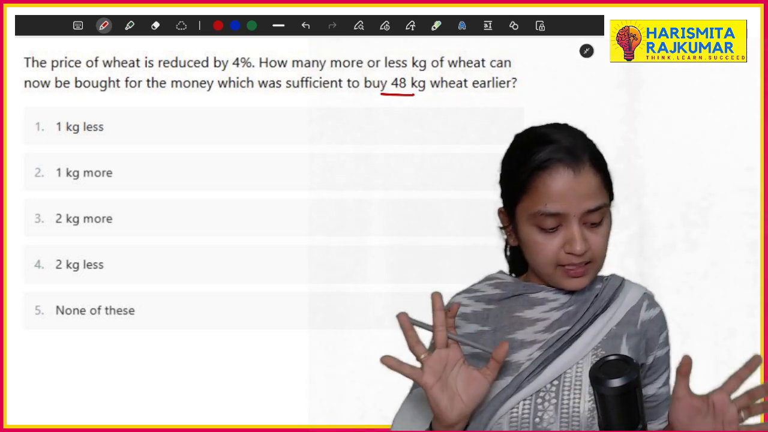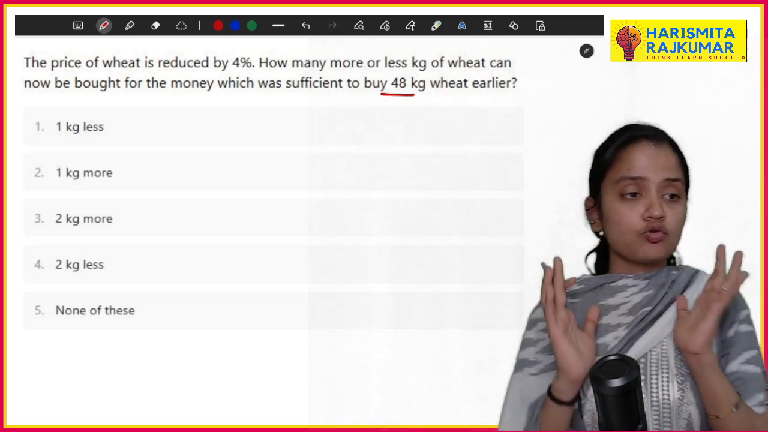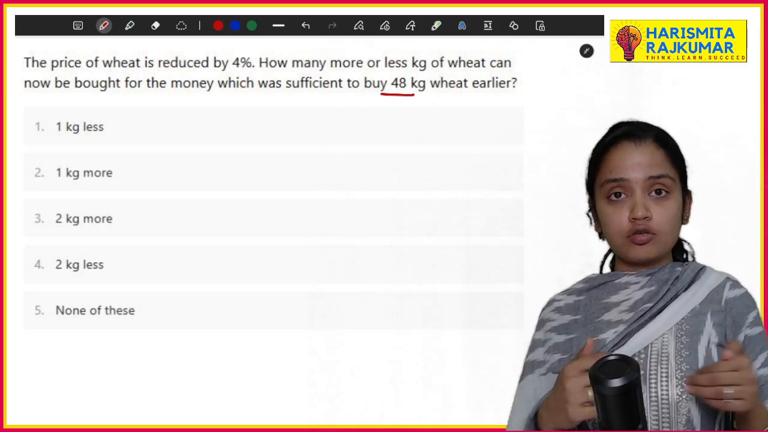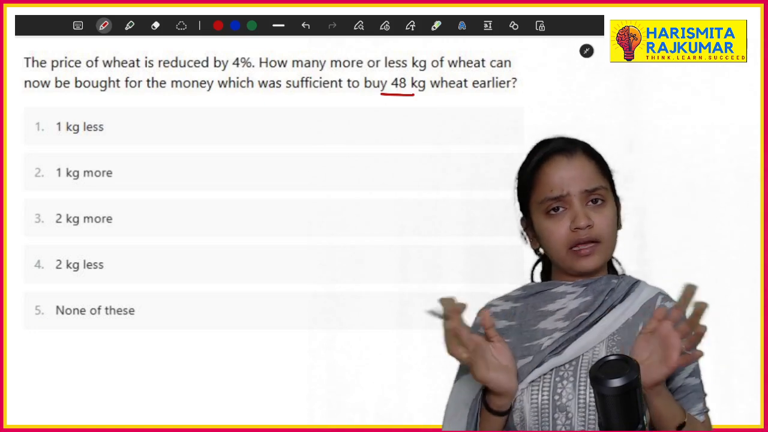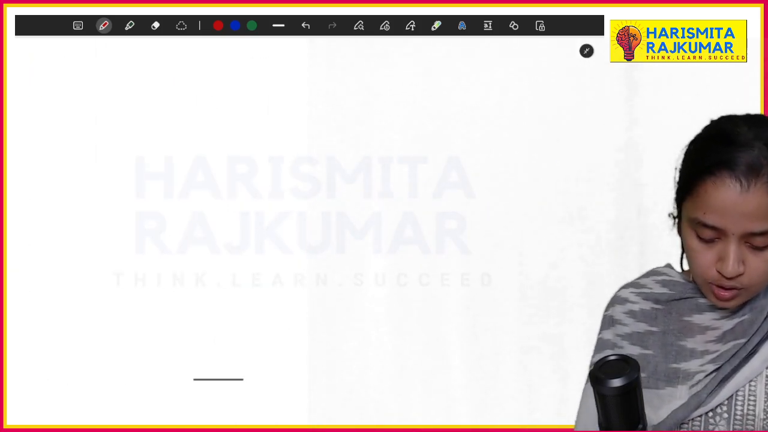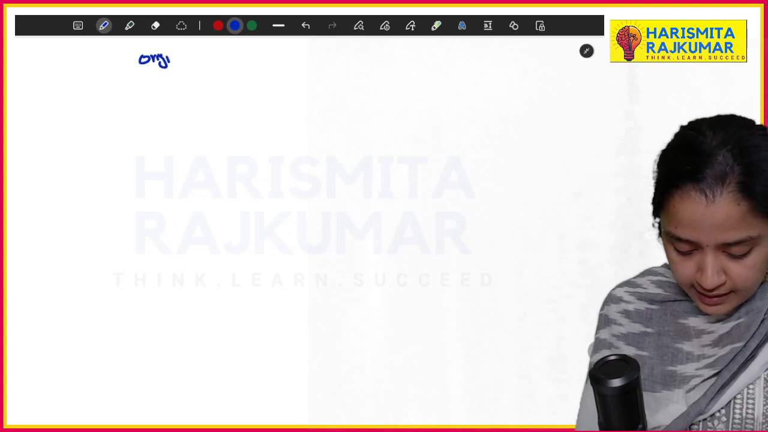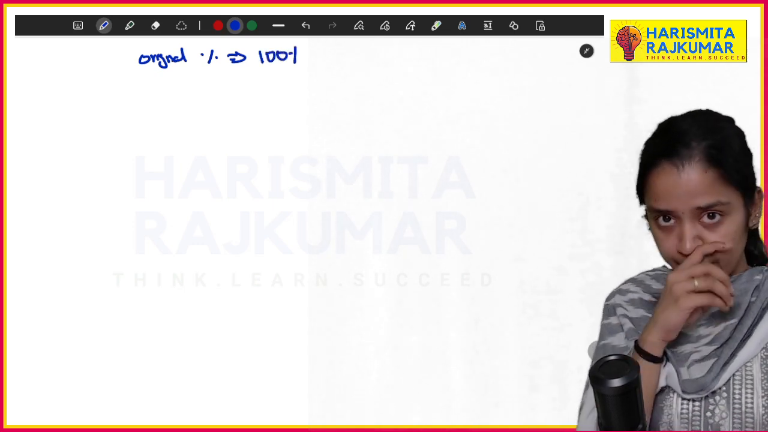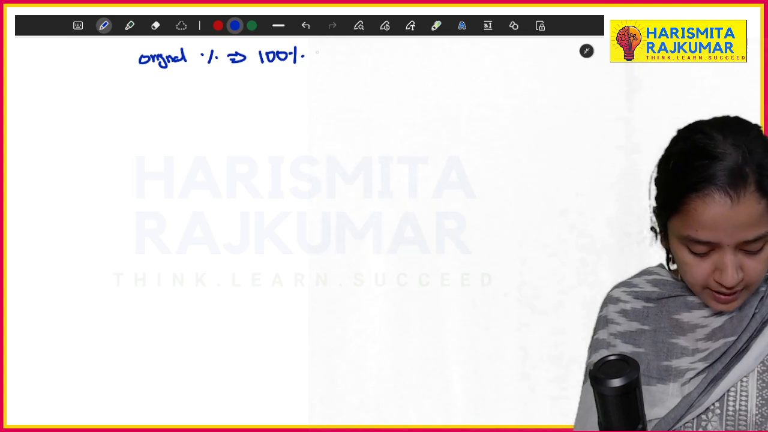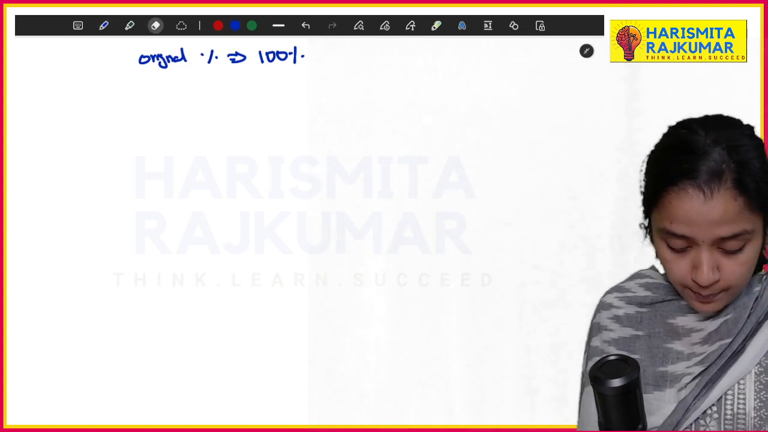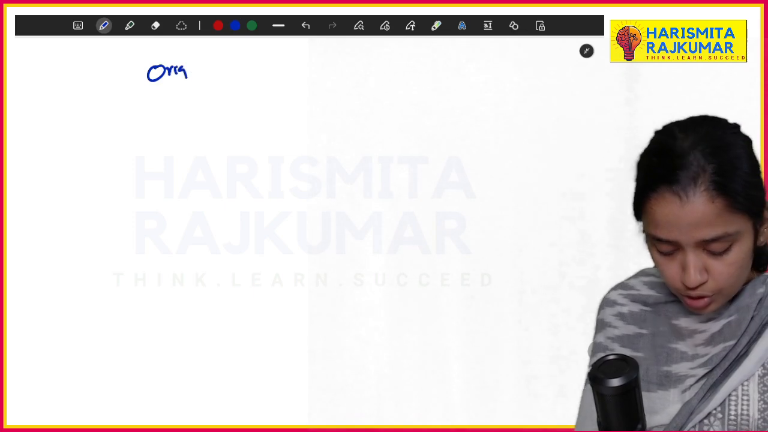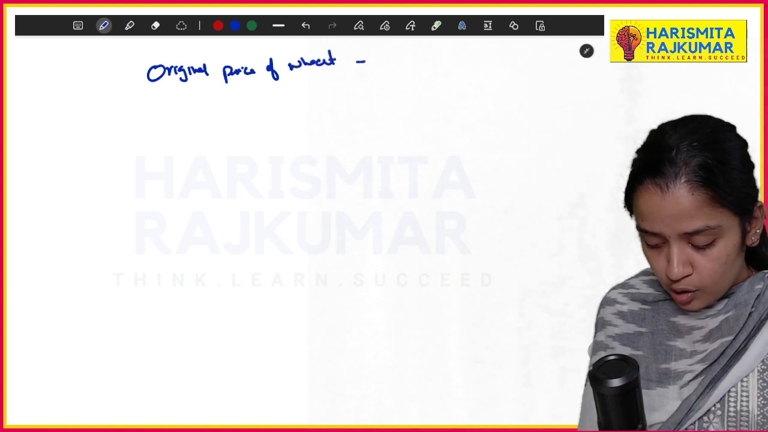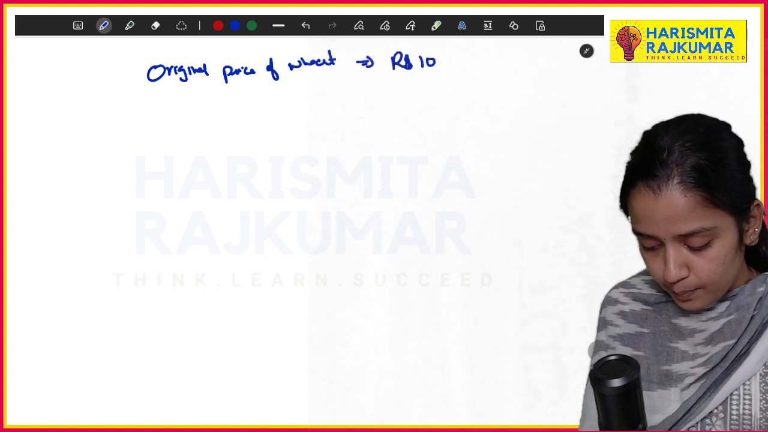Here basically the price is reduced. So you have a price which is 100. For example, the price is reduced by 4%, so you are taking it minus 4. Let us assume the original percentage, every time the original percentage we will assume as 100%. The original price of wheat will be rupees 100 per kg.